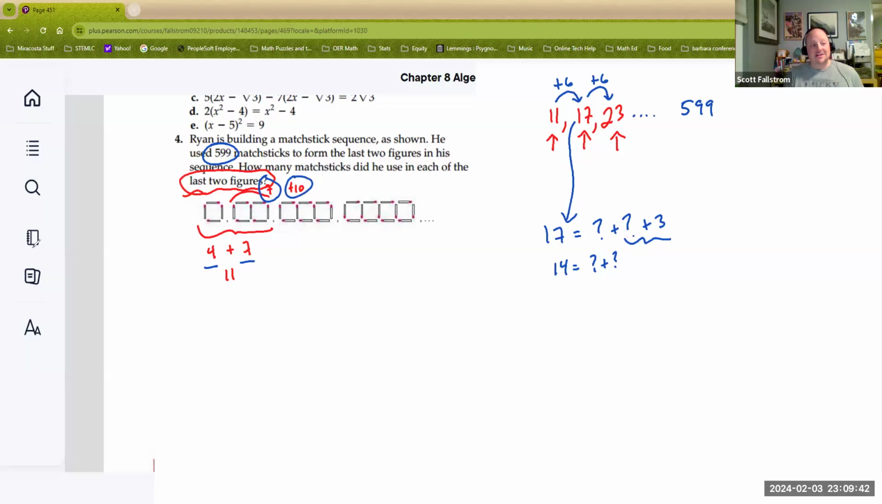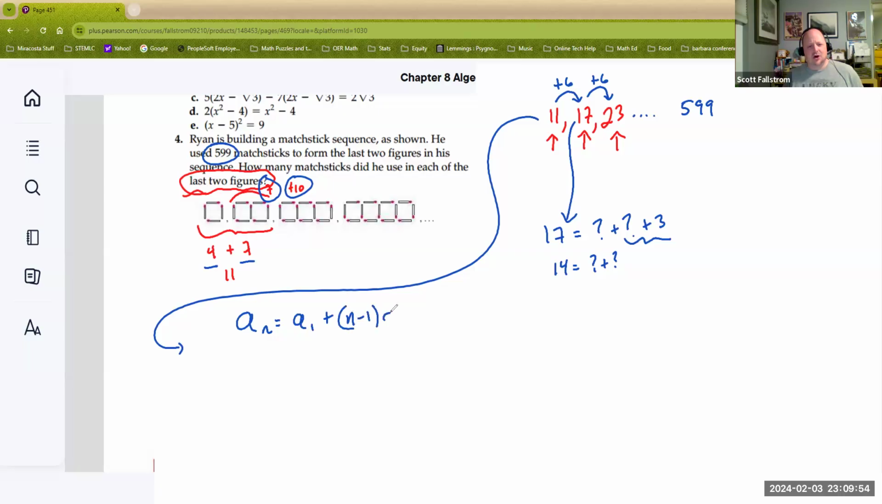Okay, so we've got an idea, we've got a plan. Now all I need to do is build the sequence. And remember, the arithmetic sequence starts with that first term and it adds n minus 1 common differences. Our common difference was 6, and we know we're supposed to have 599 at the end, right?